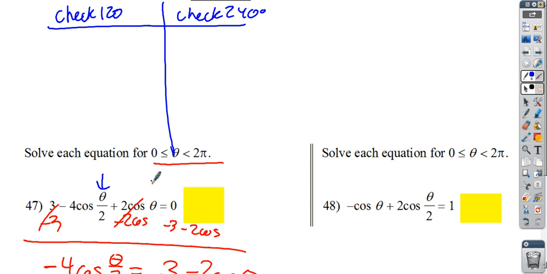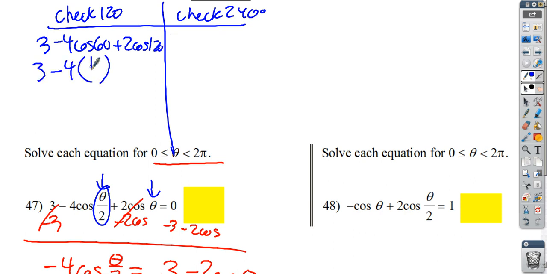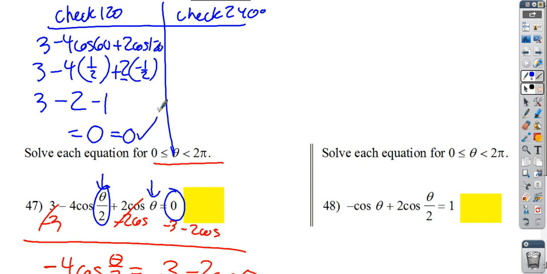Let's start by checking 120. So we're going to plug in 120 for both of these. So 3 minus 4 cosine of 120 over 2 is 60. So minus 4 cosine 60 plus 2 times cosine 120. I guess it's going to be 3 minus 4 times cosine of 60 is 1/2. Cosine of 120 is negative 1/2. This is going to be 3 minus 1/2 of 4 is 2, and 2 times negative 1/2 is going to be negative 1. So 3 minus 2 minus 1 equals 0, and that's what it was supposed to equal. The other side was supposed to equal 0. So 120 is a real solution. Now let's try 240.